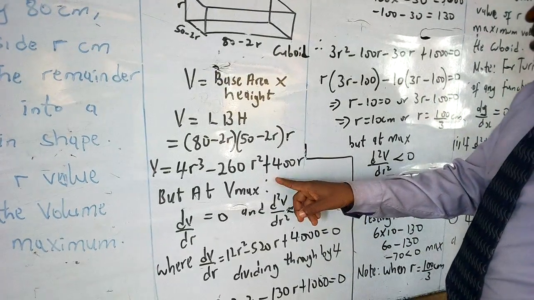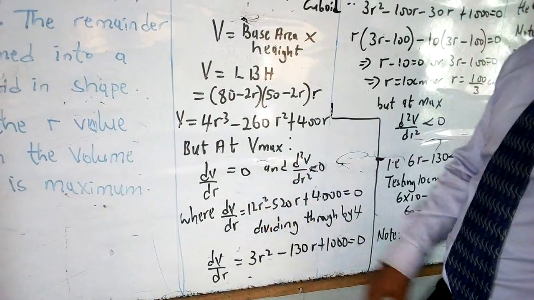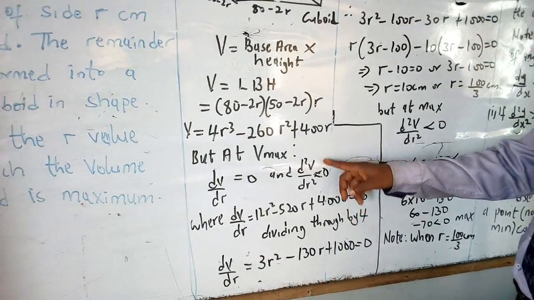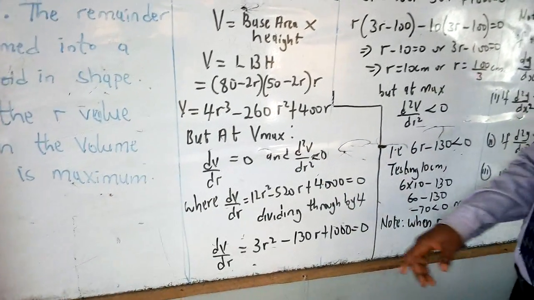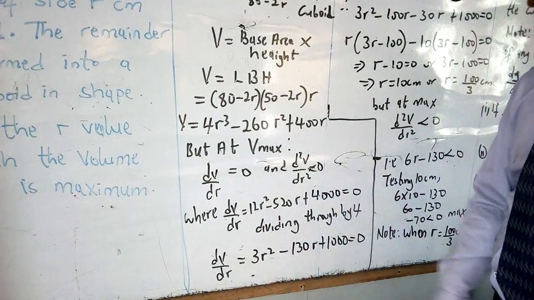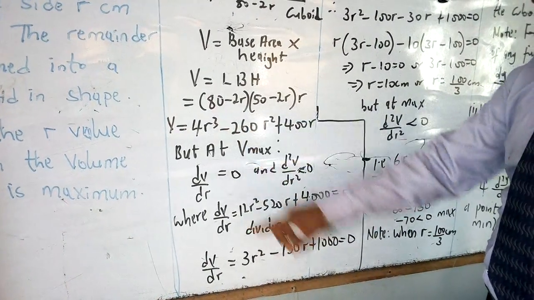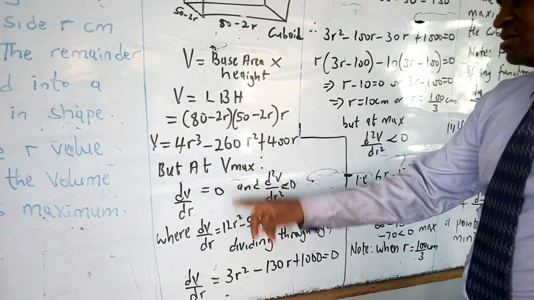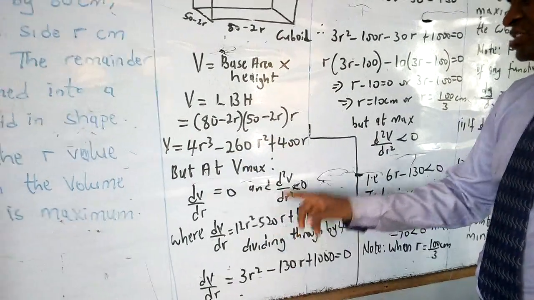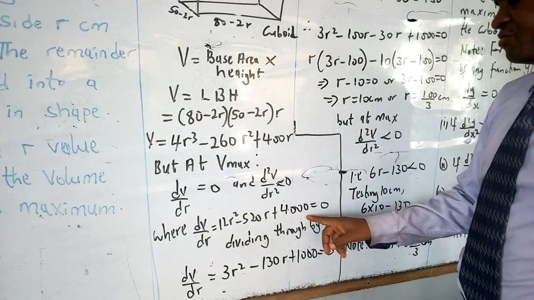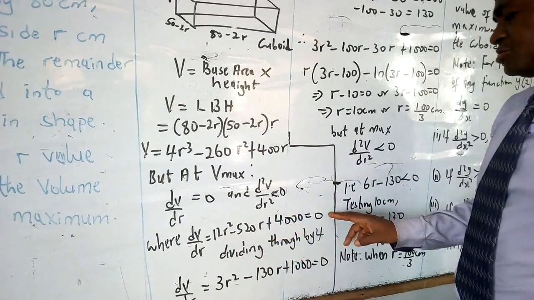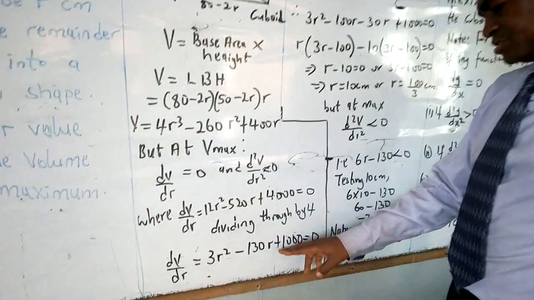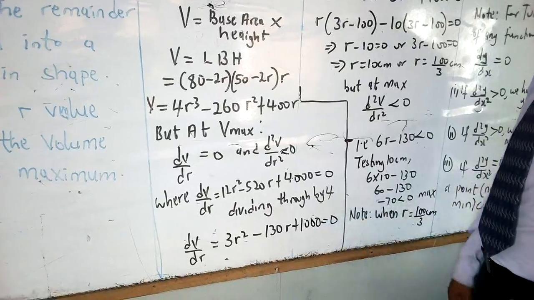Now, at maximum value, the rate of change of volume with respect to the length r is 0, and the second derivative of the volume with respect to the length is less than 0. Differentiating the volume with respect to r, using the first principle of differentiation, we have 3 times 4 is 12, 2 times 260 is 520, and 1 times 400 is 400, everything equal to 0. Divided through by 4, we have 3r squared minus 130r plus 1000.